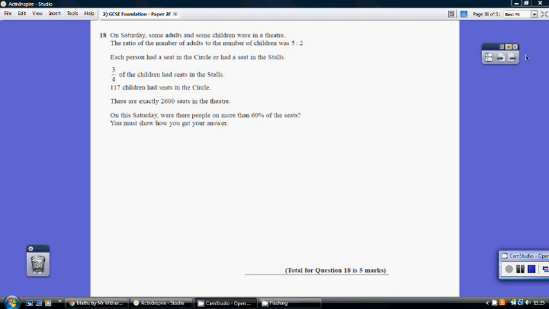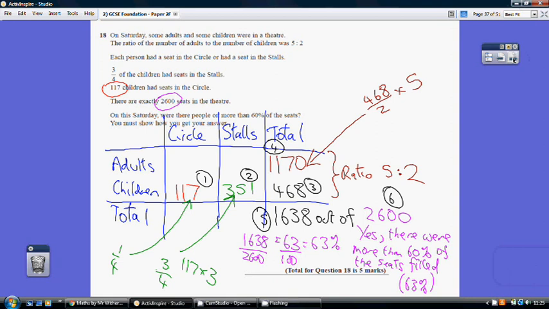Question 18. So with one like this, you've just got to take your time and work your way through the information. So I've just done a little table to help me gather my thoughts. So 117 children had seats in the circle. So circle, children, 117. Right, now I'm told that 3/4 of the children had seats in the stalls.